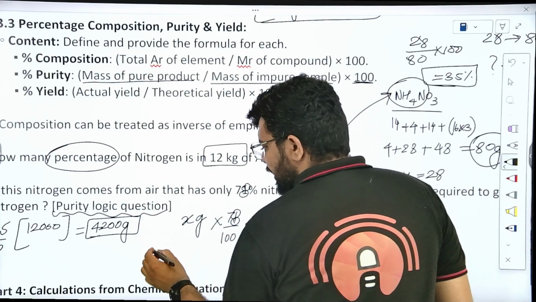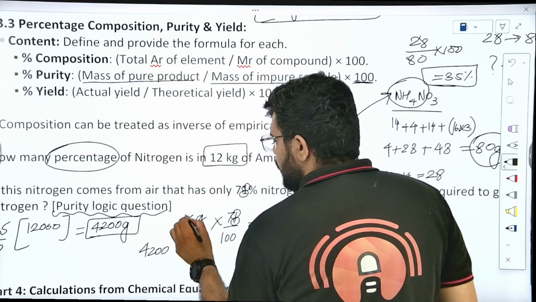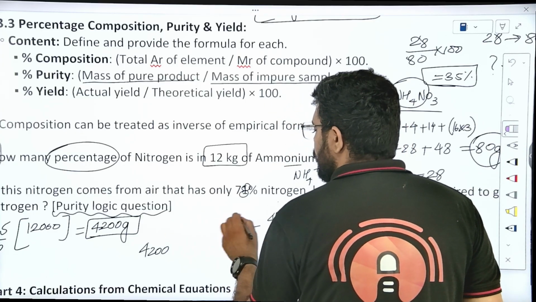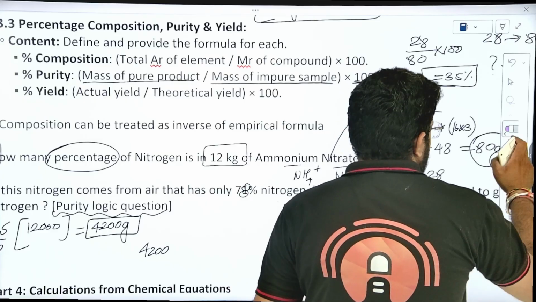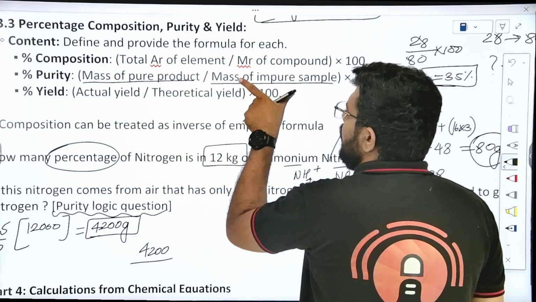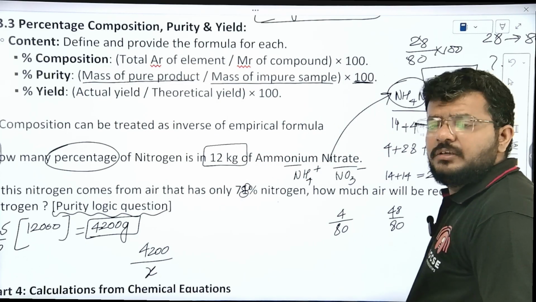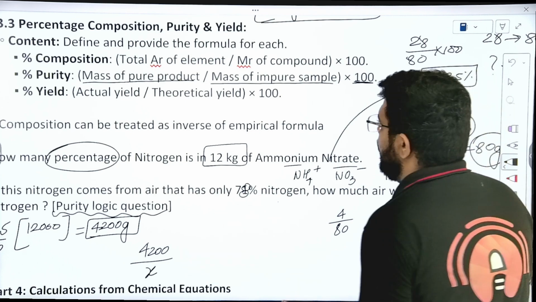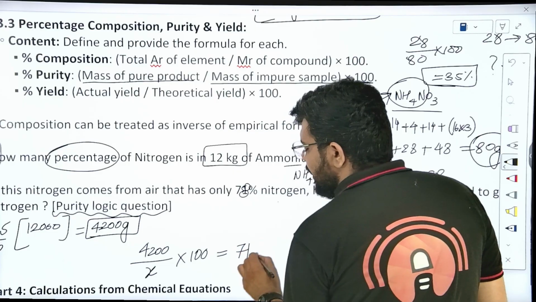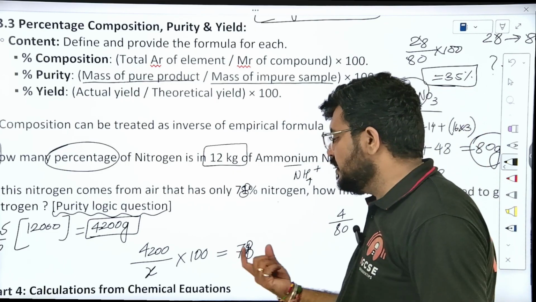So if I write that pure is 4200, okay, instead of this, if I start with the logic of purity itself, just the purity. So 4200 is the mass of pure product. Mass of impure sample, I don't know. I require the mass of impure sample to be found out. Into 100 should be equal to 78, because purity of nitrogen in air is 78.